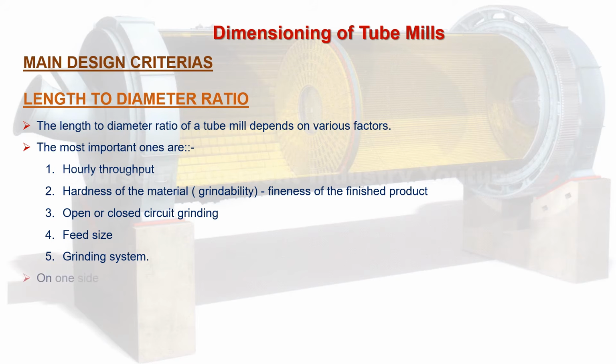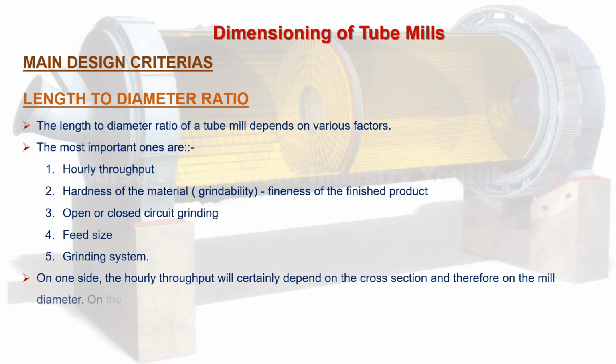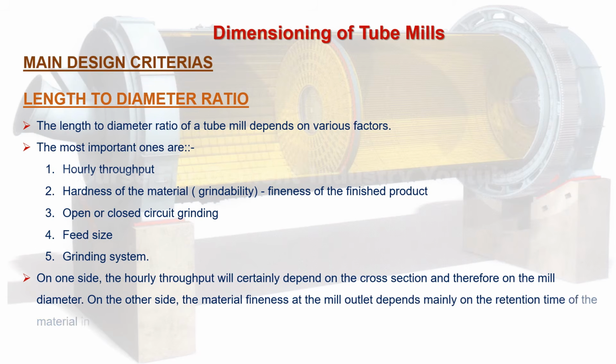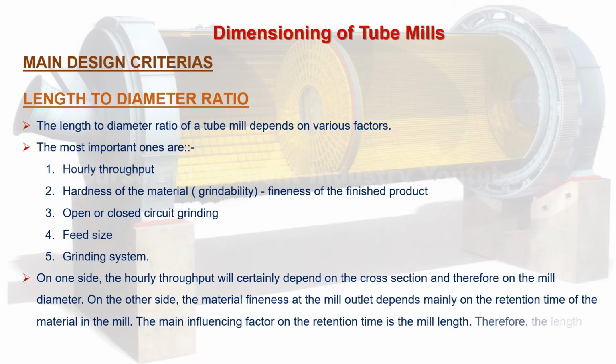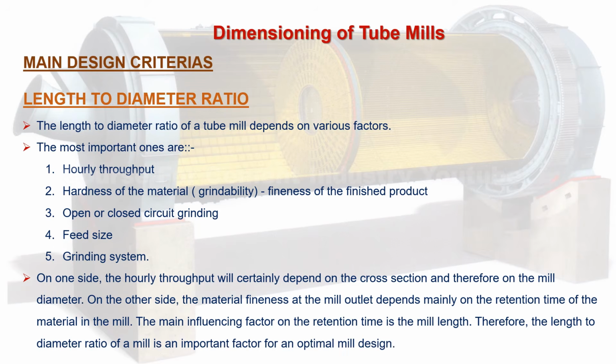On one side, the hourly throughput will certainly depend on the cross-section, and therefore on the mill diameter. On the other side, the material fineness at the mill outlet depends mainly on the retention time of the material in the mill. The main influencing factor on the retention time is the mill length. Therefore, the length to diameter ratio of a mill is an important factor for an optimal mill design.